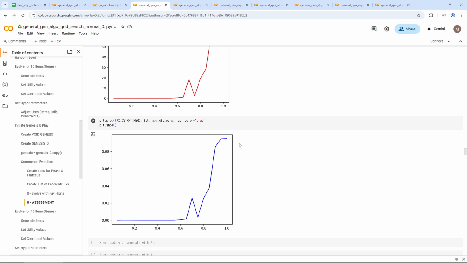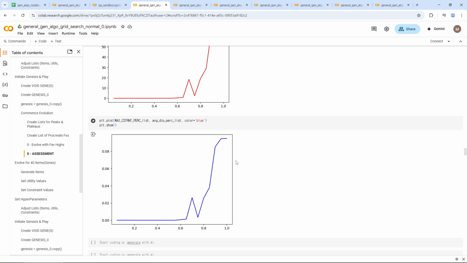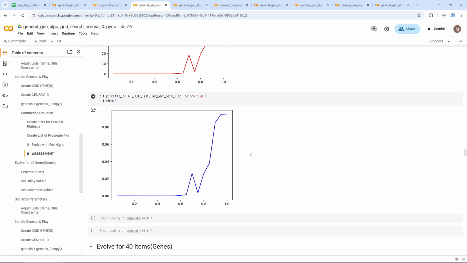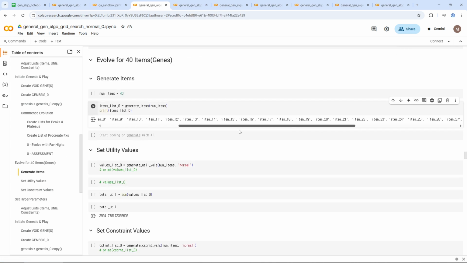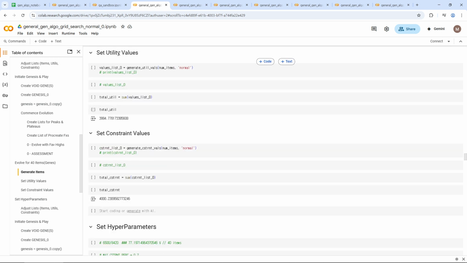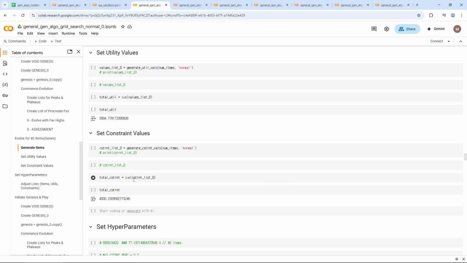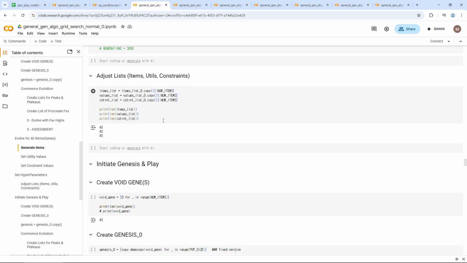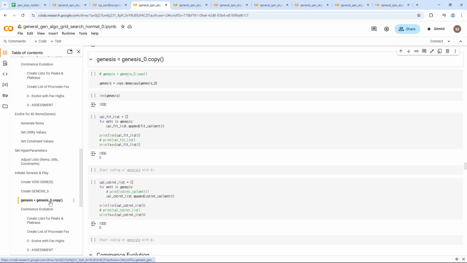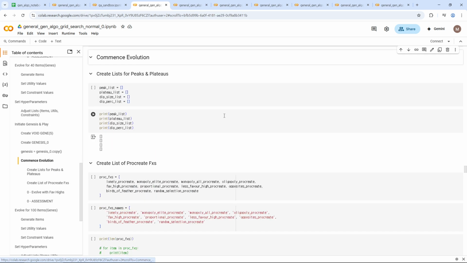Because there's no context for now, let's just suppose we have no context. Let's just say, wow, that's surprising, and move on. And then we have 40 items, so we generate from item 1 to item 40 the utility values, and we generate the constraint values, and then we iterate again. We go through the loop, sequence evolution.